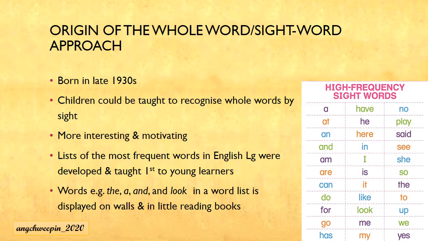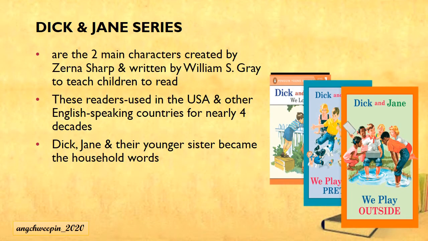Words such as the, and, look in the list of words were displayed all over the walls and in the little reading books. Some of the famous of these early reading books were known as the New Basic Readers or the Dick and Jane Readers, originally published in 1941. In this series, there are 2 main characters created by Zerna Sharp and written by William Gray to teach children to read. These readers were used in the United States of America and other English-speaking countries for nearly 4 decades. In the series, Jane, Dick, and their younger sister became household words at that time.